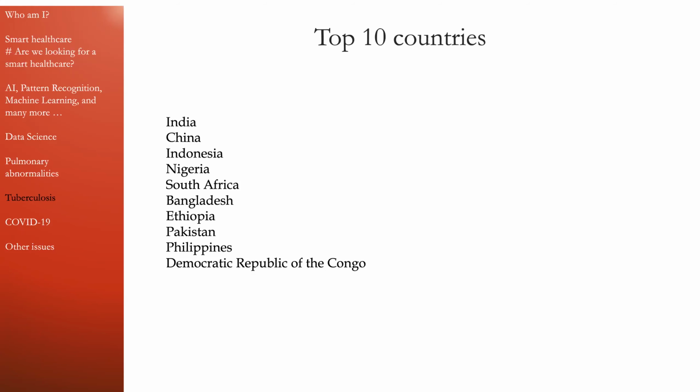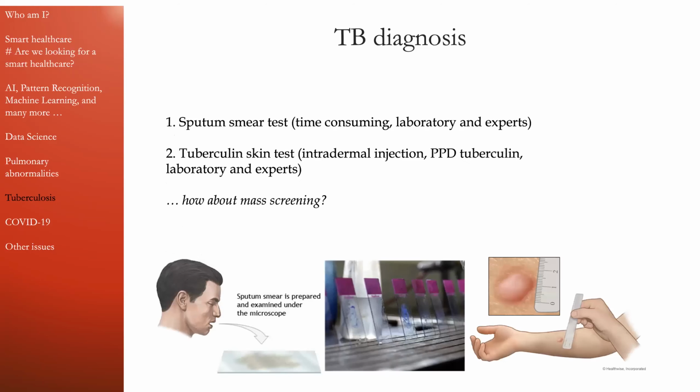But again, important thing to know is the top 10 countries: India, China, Indonesia, Nigeria, all the way to Congo. These are the top 10 countries according to the number of TB manifestations. So how do people do it in hospital settings? Two ways. Number one, skin test. Number two, cough test. These are two different ways to test whether you have tuberculosis manifestations. Meaning it is time consuming, it is expensive, and it's prostrate, right?